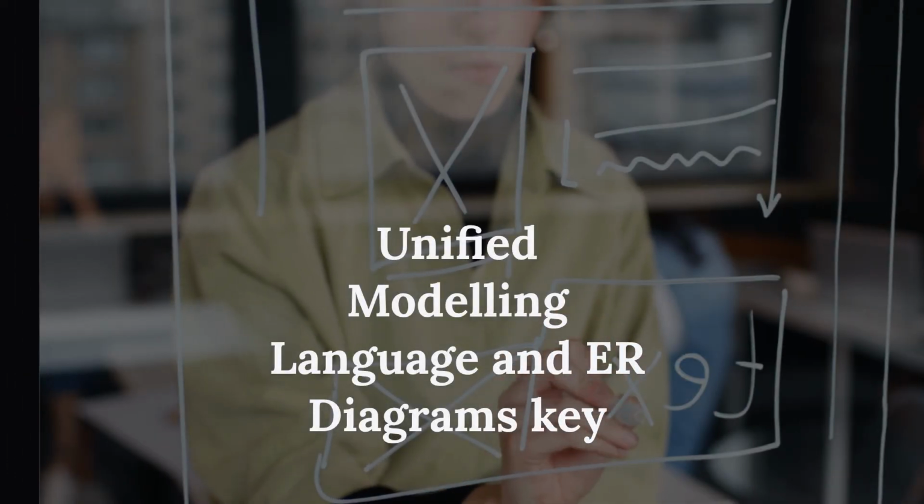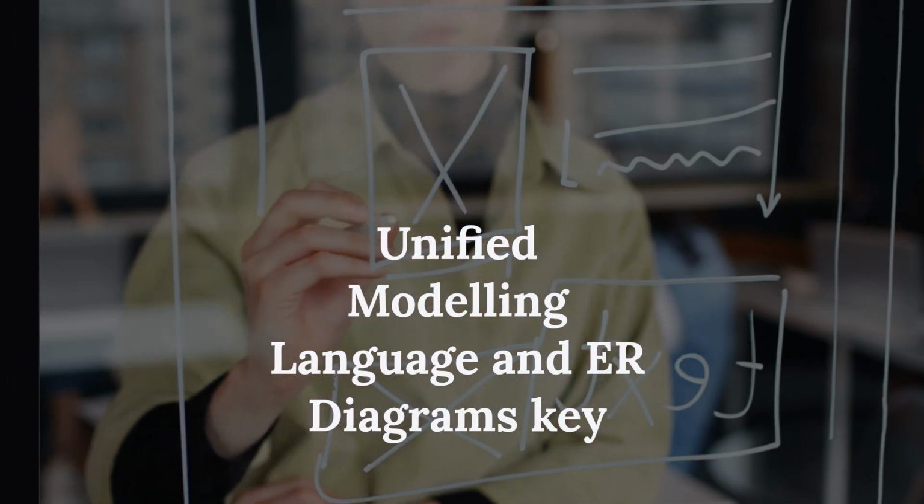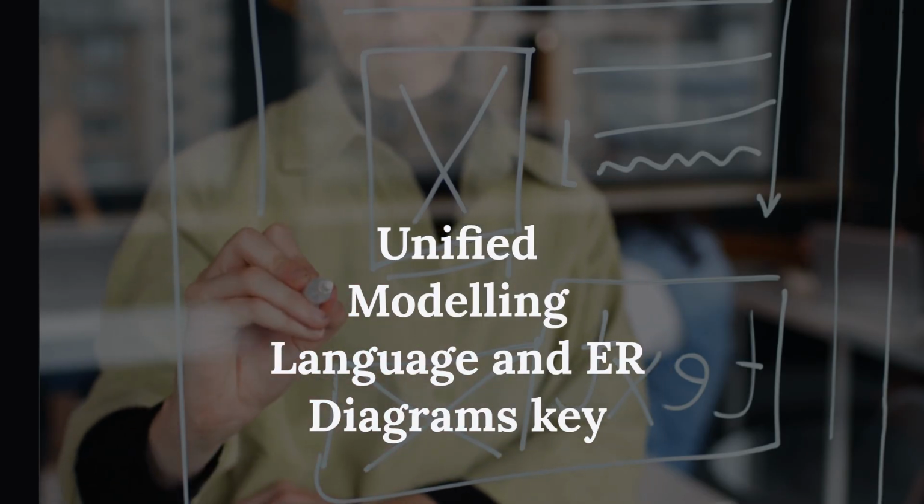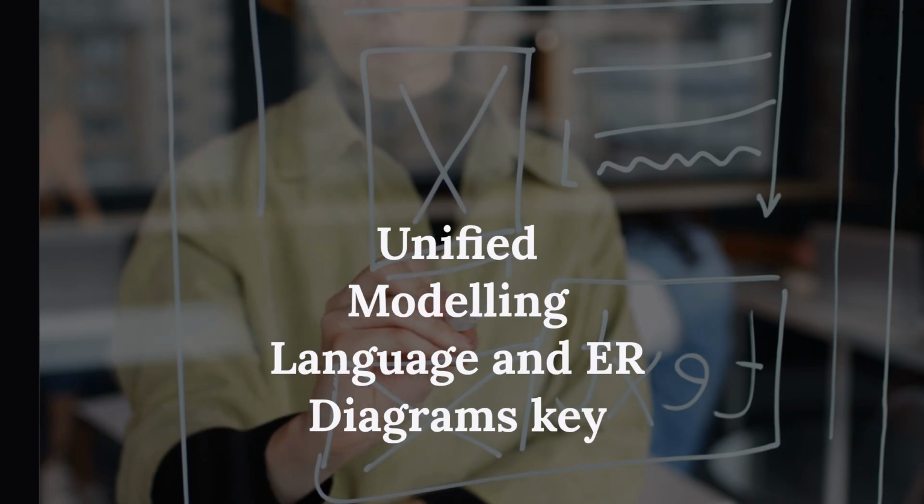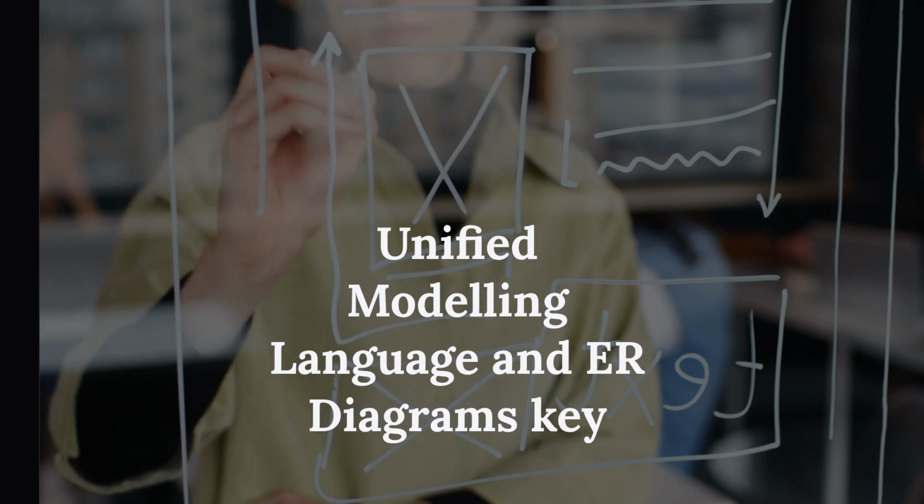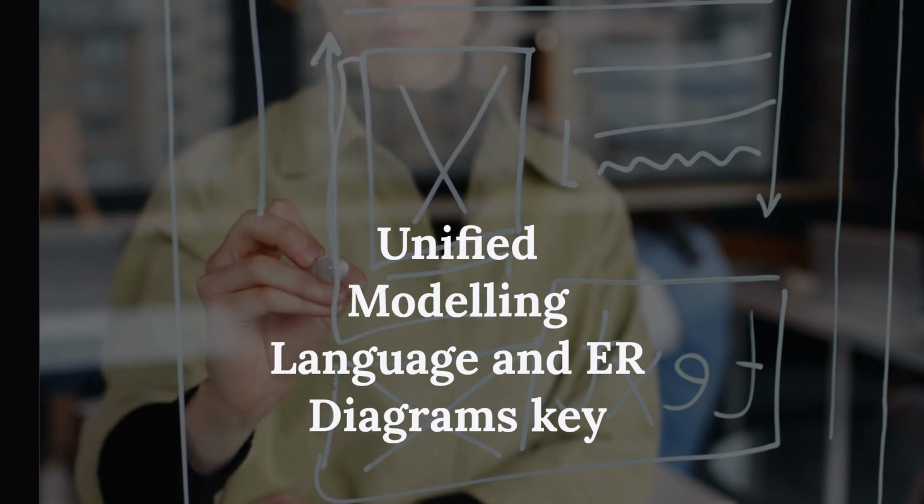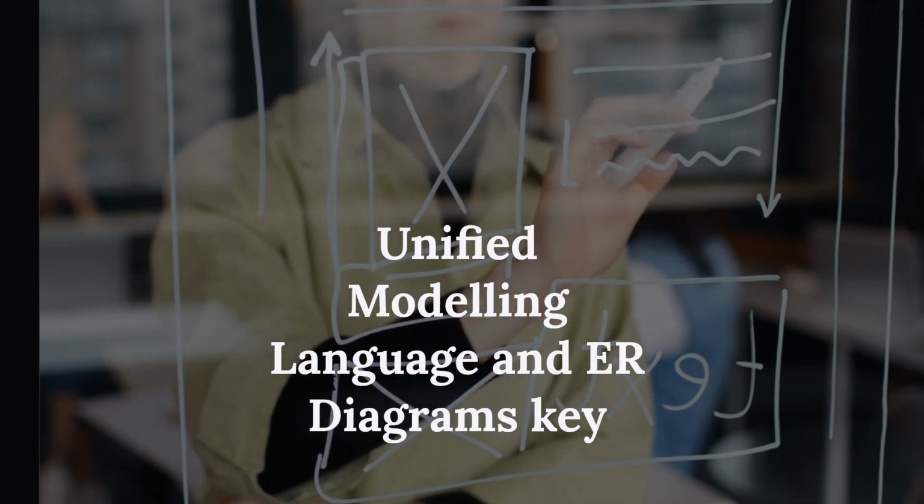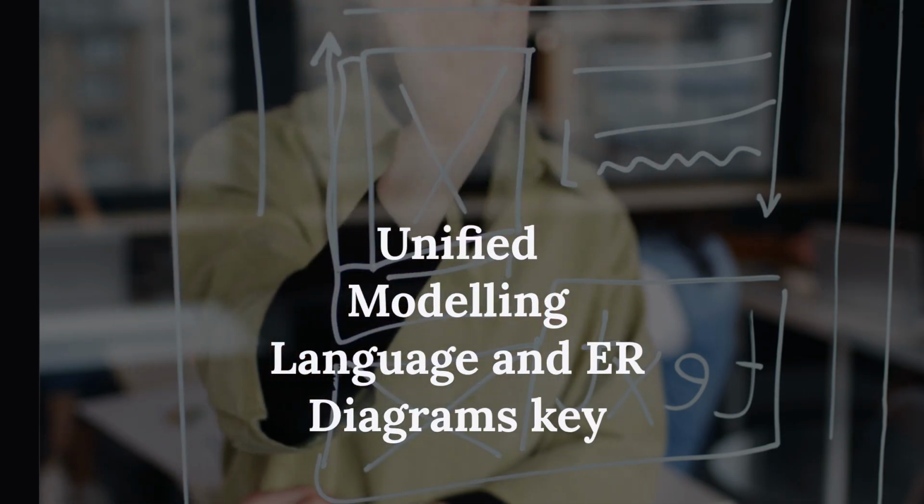Unified Modeling Language and entity relationship diagrams are key. UML visualizes system design with tools like IBM Rational Rose, while ERDs, using tools like Lucidchart, design database schemas. These models provide a comprehensive view of the system. They ensure the system's design aligns with project goals.